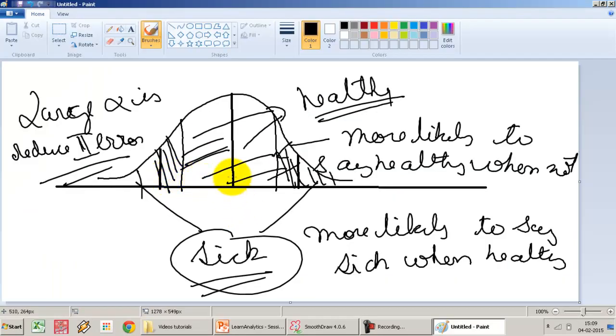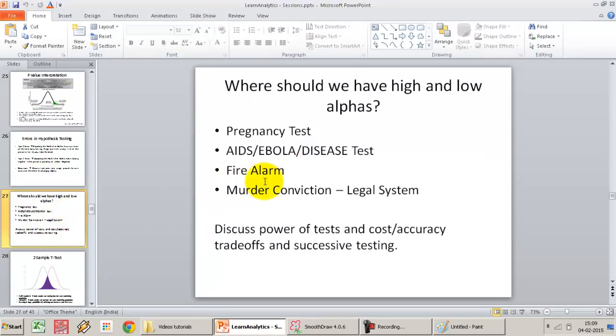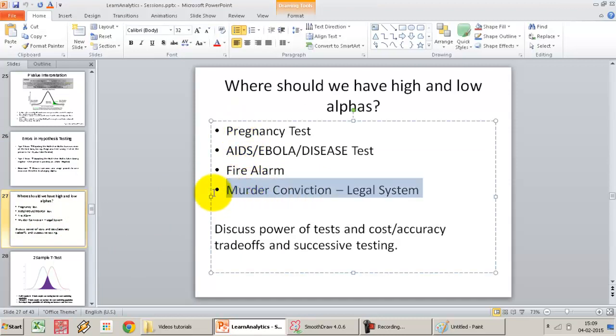So in this case also, by controlling alpha, I am minimizing one kind of error at the cost of the other error, and I figured out which error is more important to minimize. So let's move on to the next example. A fire alarm is similar to a disease or a pregnancy test. So let's move on to something more interesting, which is our legal system.